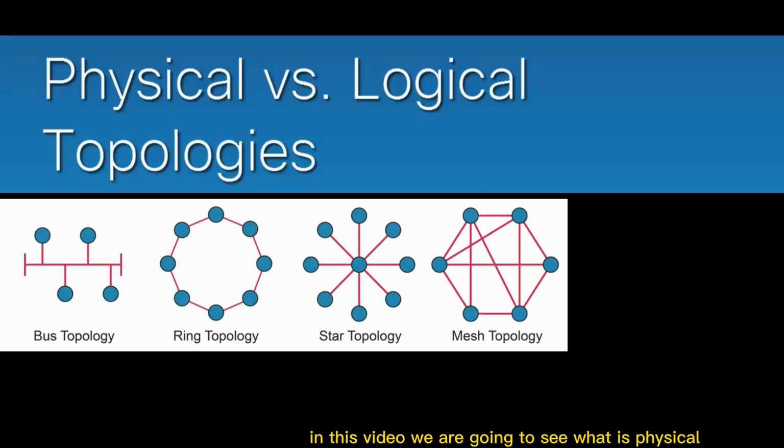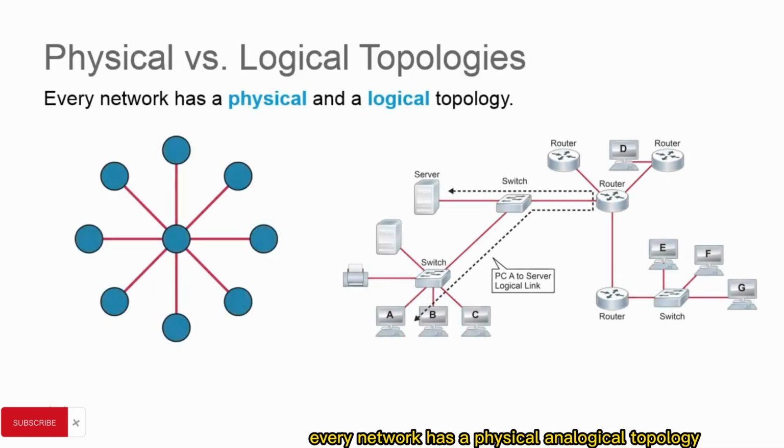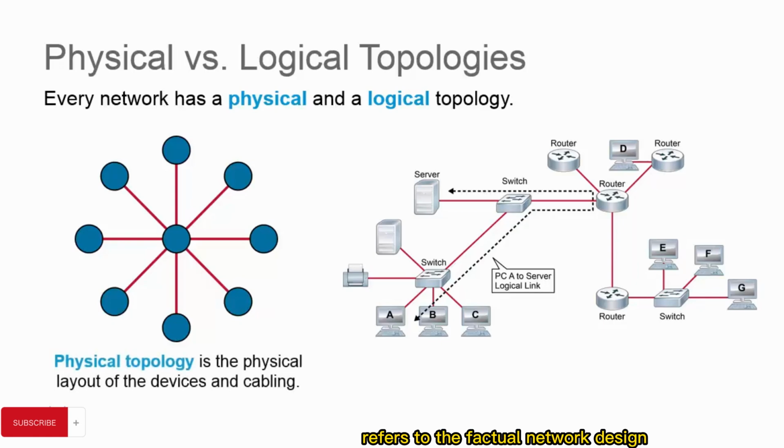In this video, we are going to see what physical and logical topologies are in networking. As you already know, every network has a physical and a logical topology. The physical topology refers to the factual network design. This means that if you have a physical topology documentation of a network in front of you, you will be able to see where and how exactly everything connects within the network.